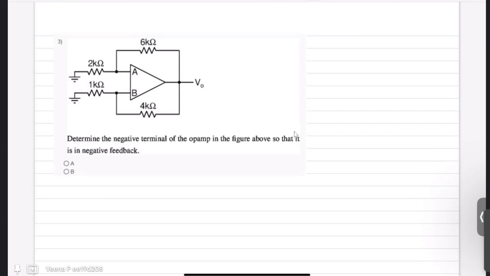So you are asked to determine the negative terminal of the op-amp in the figure above so that it is in negative feedback. So you are given two terminals A and B, you don't know which is your positive and which is your negative, which is your non-inverting and which is your inverting terminal, you don't know. So you are asked to determine which is which so that it acts as a negative feedback circuit.